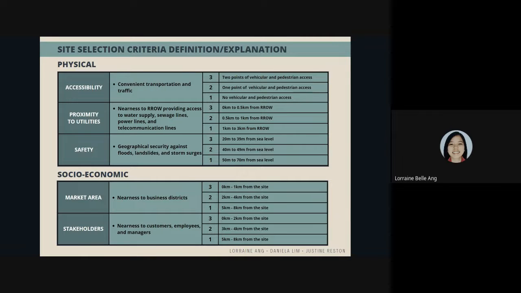For the socio-economic attributes, the market area, we identify this as the nearness to the business districts. So we determine that from the distance between the site and the districts. Then next is the stakeholders, which is the nearness to the customers, employees, and managers, so the residential areas. Next slide.